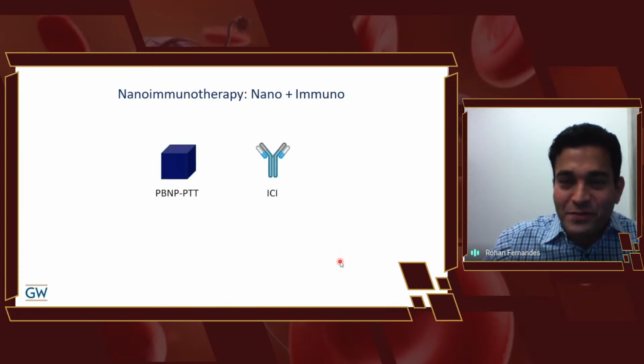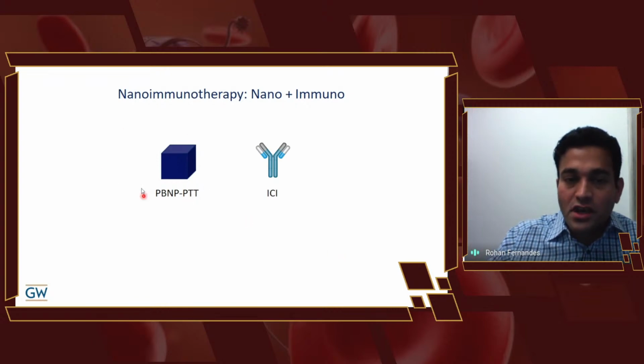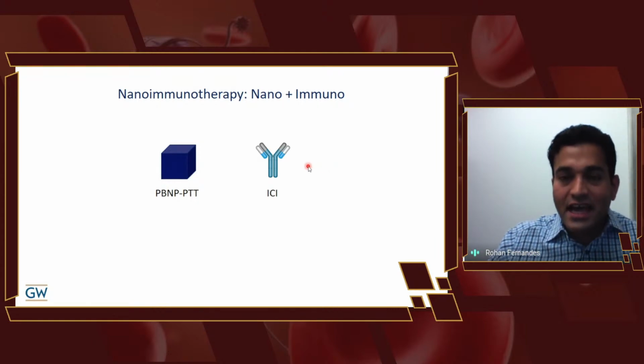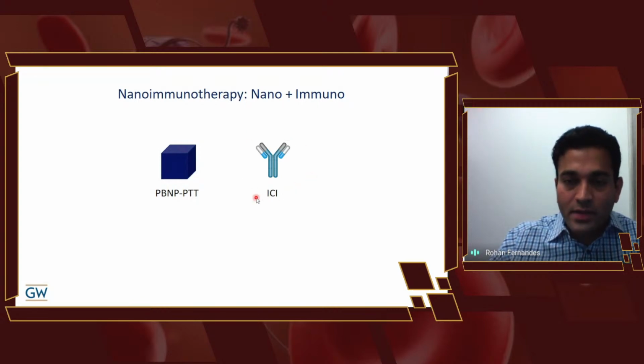So I've used the word nanoimmunotherapy. What do I mean by that? So it comprises two components in its simplest form. It comprises the Prussian blue nanoparticles used for PTT, and it consists of the immune checkpoint inhibitor. Now the question is, do we conjugate the immune checkpoint inhibitor onto the nanoparticle? We have done some studies testing that to see what the local effects or local benefits of the immune checkpoint inhibitor would be. But in the current form, we are administering the immune checkpoint inhibitor at its prescribed dose systemically.